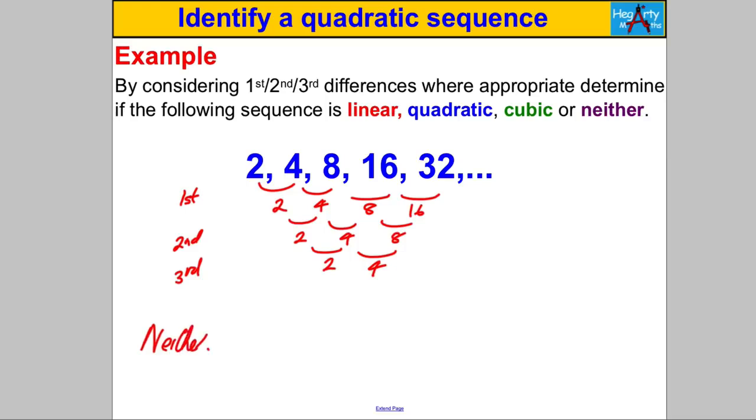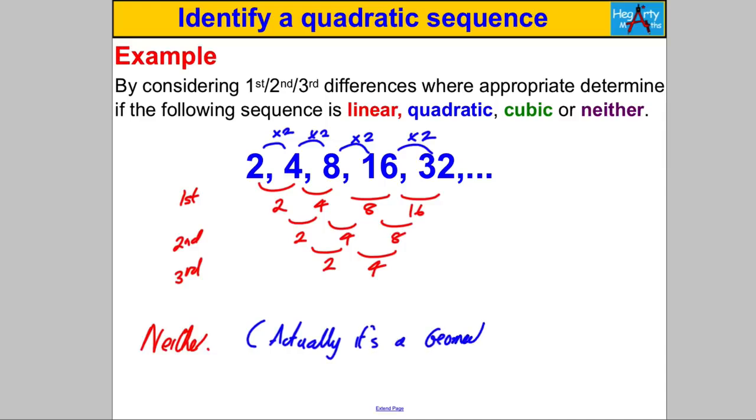But if we did look at it, and you remember your prior learning, this is actually what we call a geometric sequence. It's going up by multiplying by 2 each time. So it's certainly not an arithmetic sequence. As those have common differences, this has what we call a common ratio. So the answer is still neither, and you could have put in brackets, actually, it's a geometric sequence, which we have done in other sequences. So check out that section of Hegarty Maths.